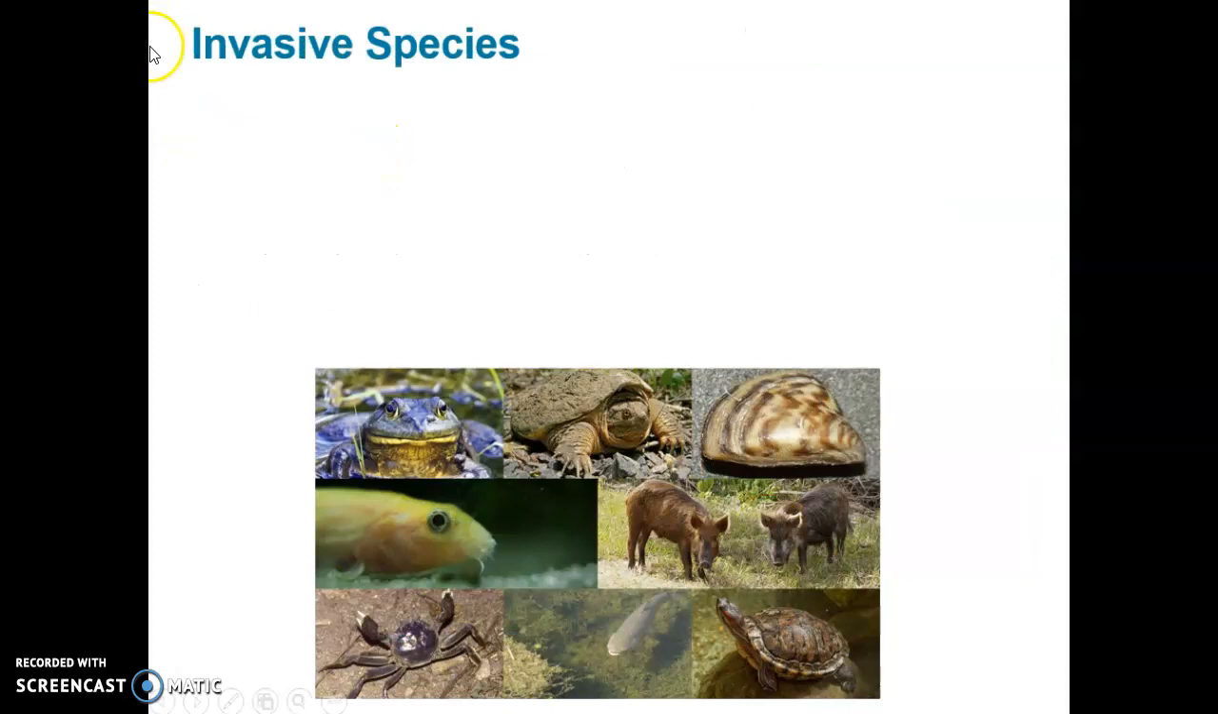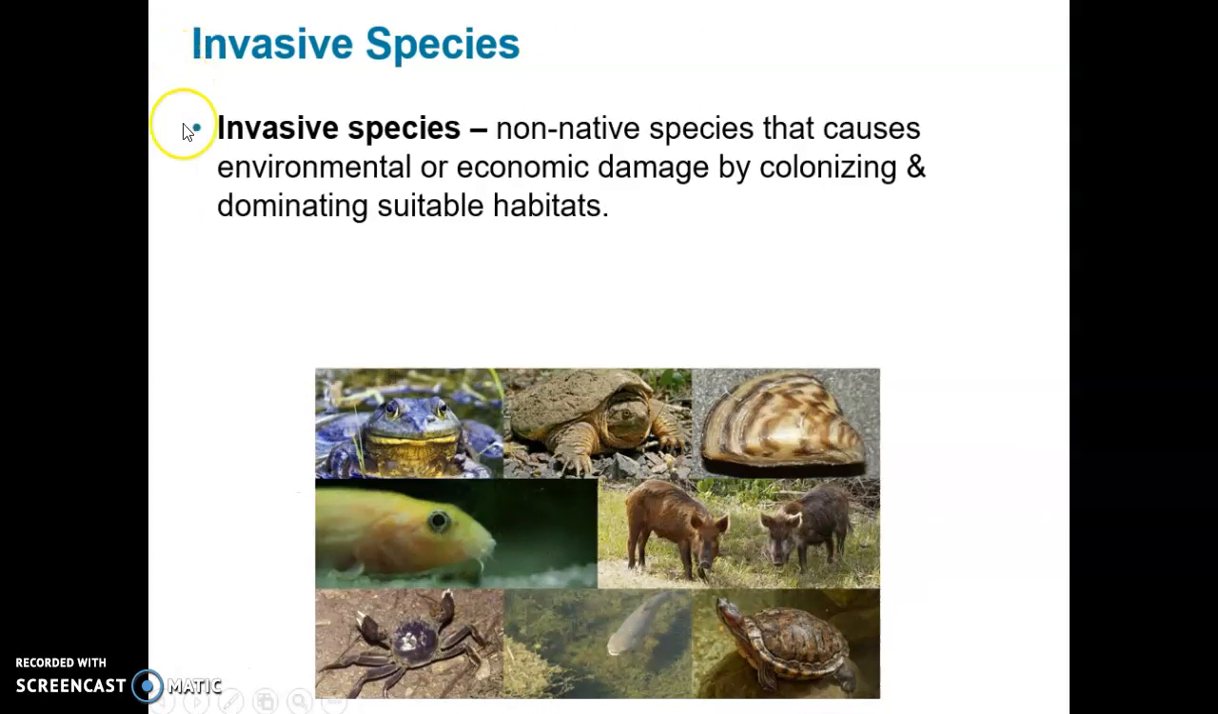So let's move on to invasive species. What are they? They're non-native species that have caused economic and or environmental harm by being introduced to a new area and colonizing and establishing themselves and sometimes dominating in a particular area. By dominating, they've outcompeted many of the native species and in a way have altered habitat to the detriment of native species.